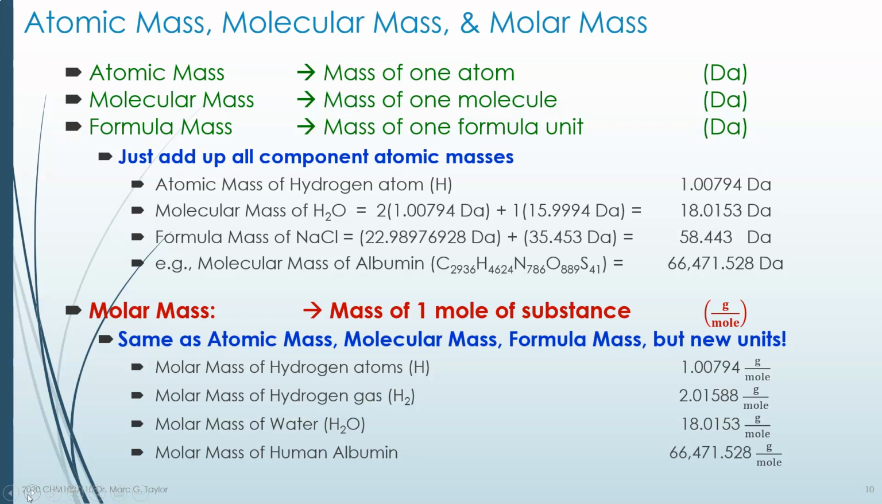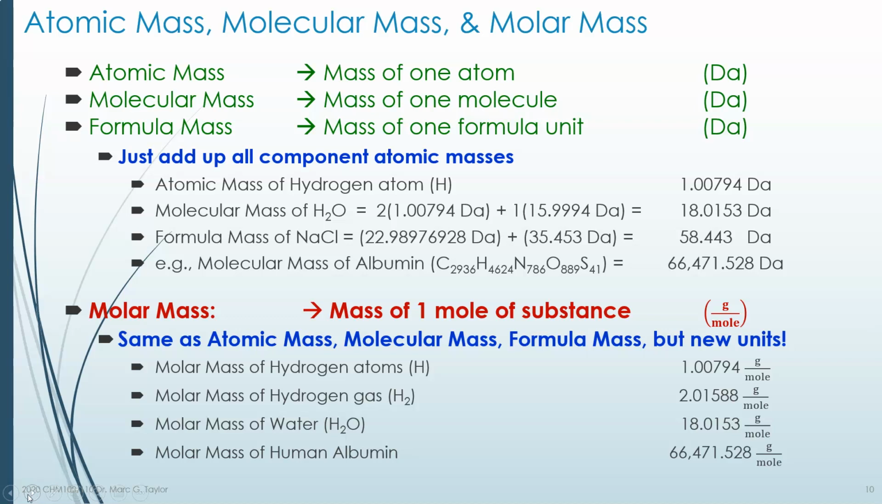What is different here is the unit, and this is very important, because this is the mass per mole. In other words, if I had a mole of albumin, if I had 6.022 times 10 to the 23 molecules of albumin, they would weigh over 66,000 grams per that 1 mole.